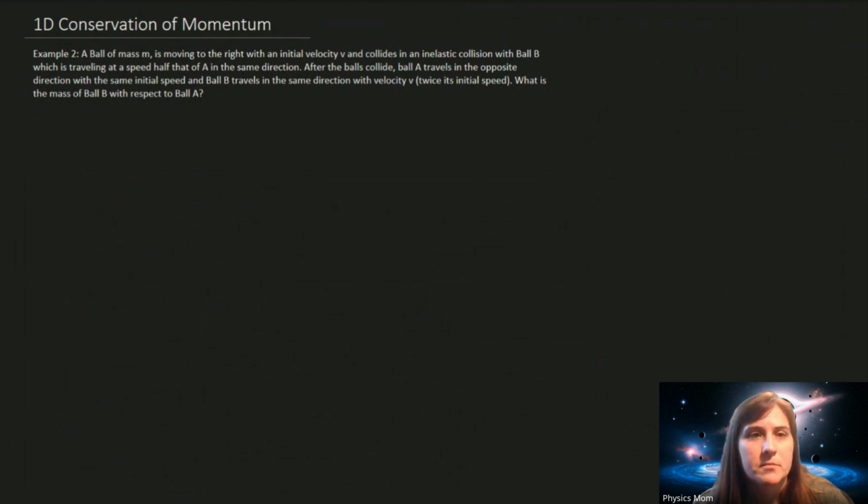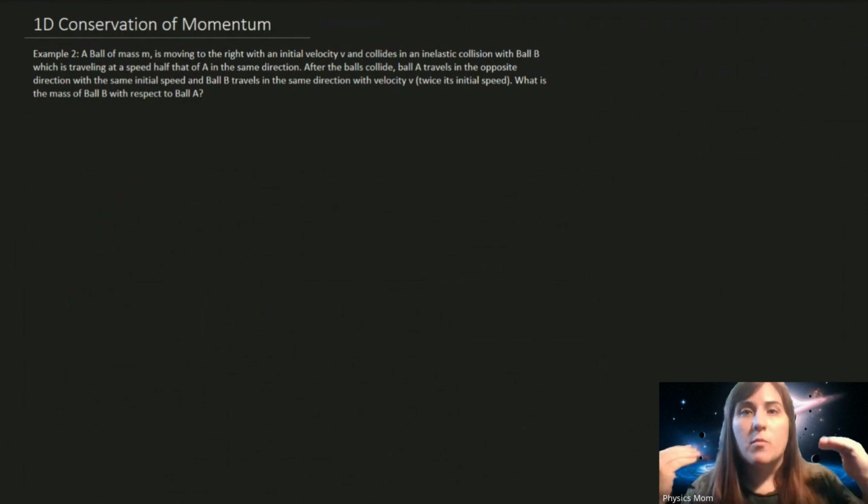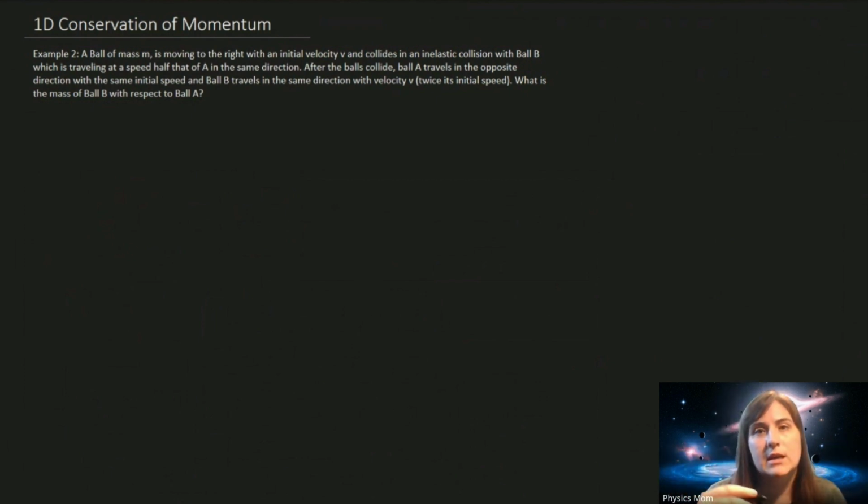The second example we're going to look at is similar in setup to the first example. In this case, we have a ball of mass m moving to the right with an initial velocity v. Sounds the same as the last one, except it collides in an inelastic collision. If you remember from our description, the inelastic collision is where momentum is conserved, energy isn't conserved, so there's some energy loss, but the balls will not stick together and travel together.